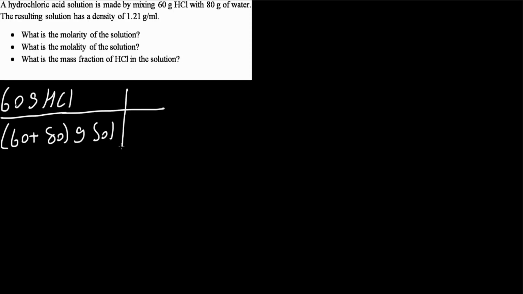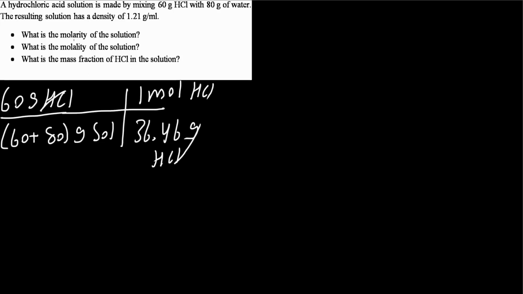What is the molarity? We're given 60 grams of HCl in our solution, and 80 grams of water. So we could say 60 plus 80 grams of solution. Next, 36.46 grams of HCl makes 1 mole, because this is the molecular weight. So that gives us moles of HCl. This cancels with this, and now we have moles of HCl divided by grams of solution.